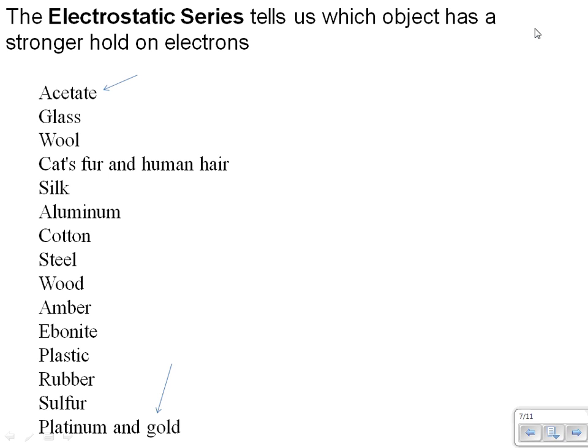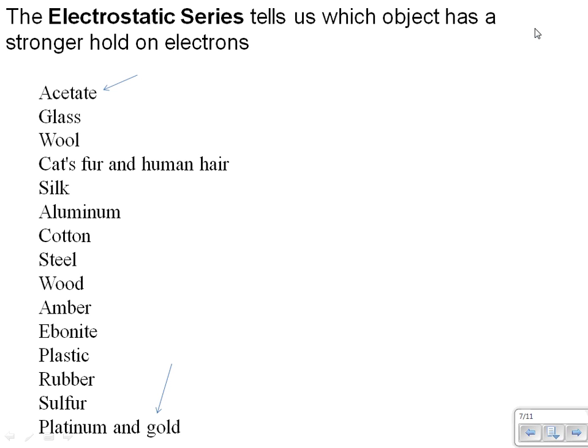This will always be given to you. So you do not have to memorize this list whatsoever. It's kind of like the periodic table in our last unit, okay? You have to know how to use it, but you don't have to memorize it. So how do you use it?